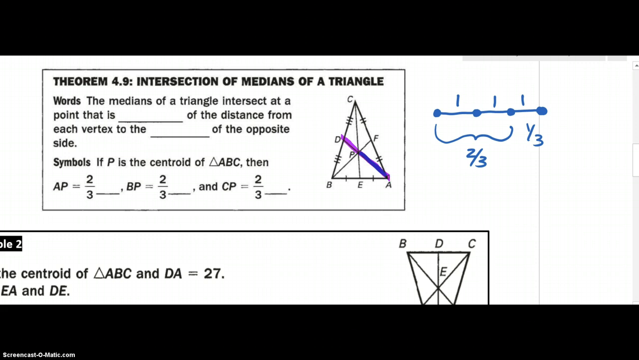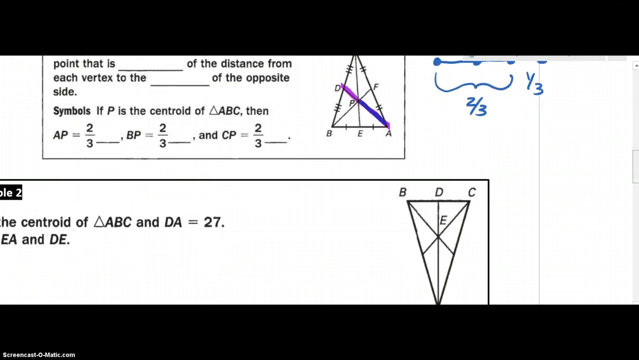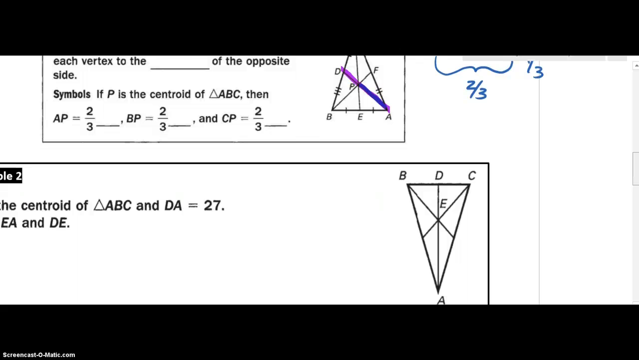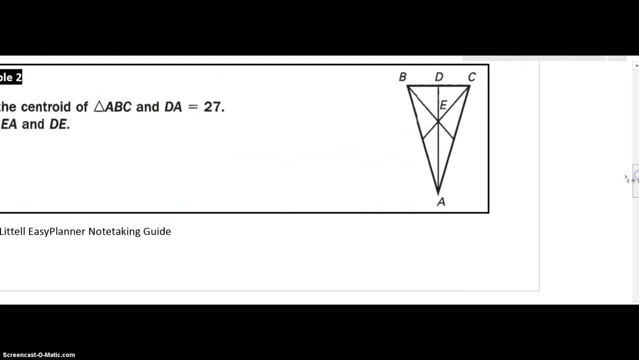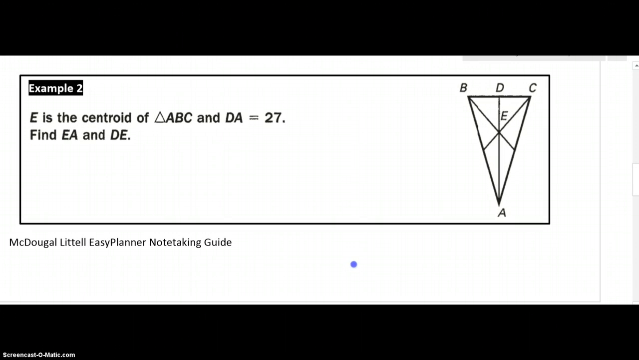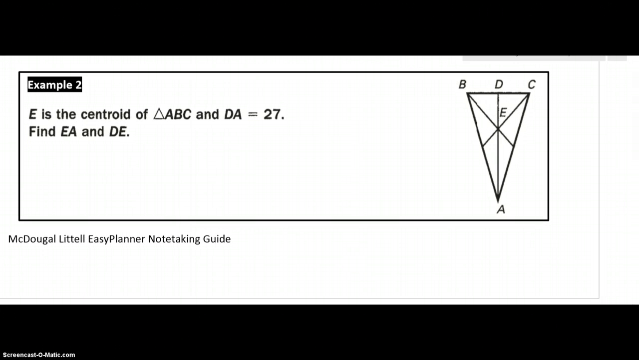Okay, so let's see what this looks like if we actually do an example, because I think it's a little bit easier than doing it above with the theorem. Okay, so take a look. It says E is the centroid of triangle ABC and DA equals 27. Now first of all, because we are told that E is the centroid, that means that all of those segments in the middle of the triangle are medians. Okay? So it says that DA is 27.